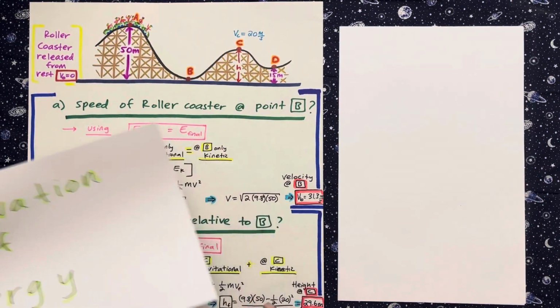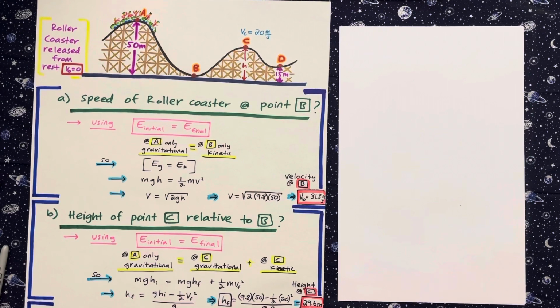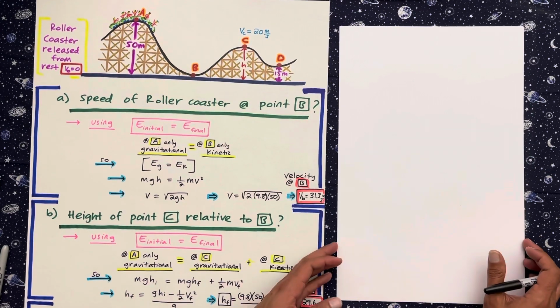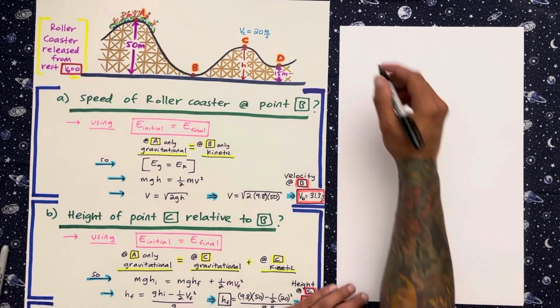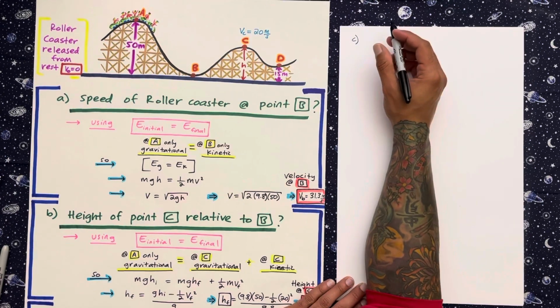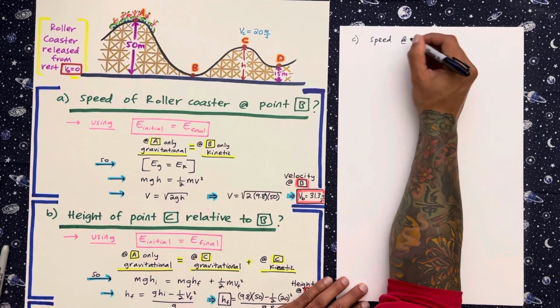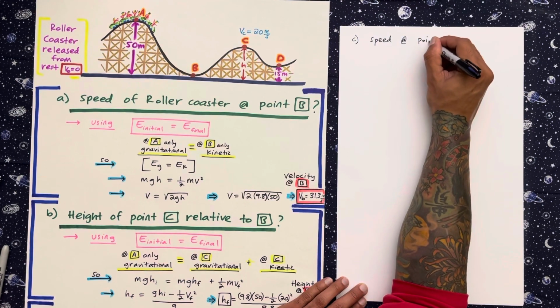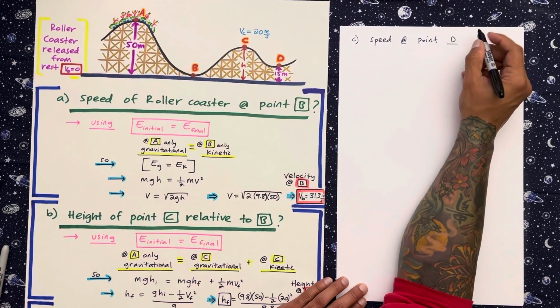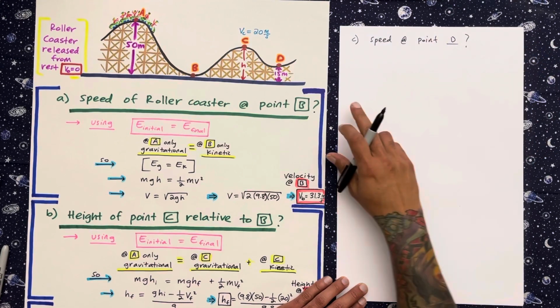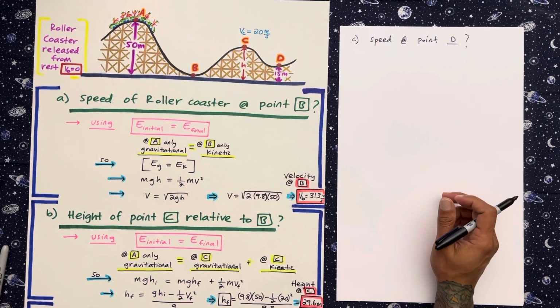Okay, so for part C, we want to know the speed at point D. So that's for part C, okay? So now let's take a look.